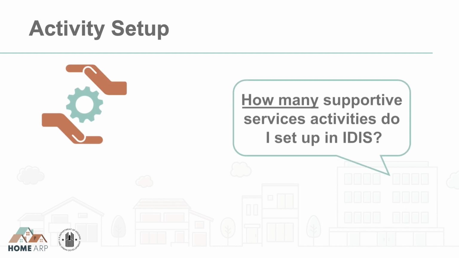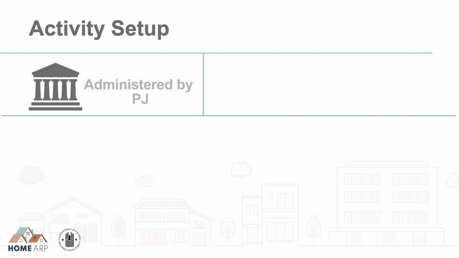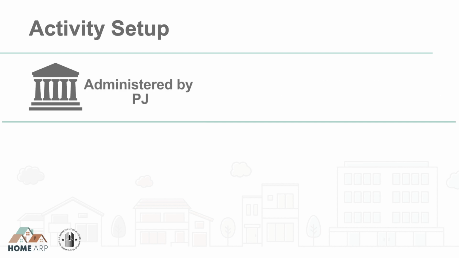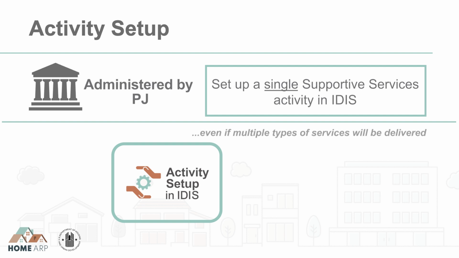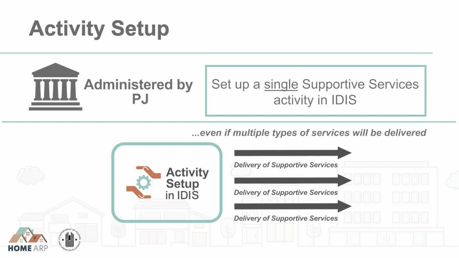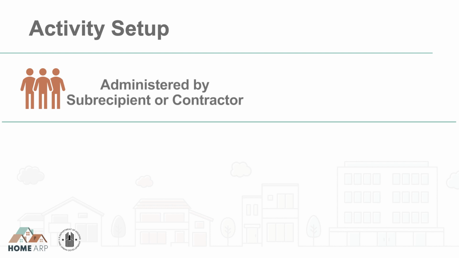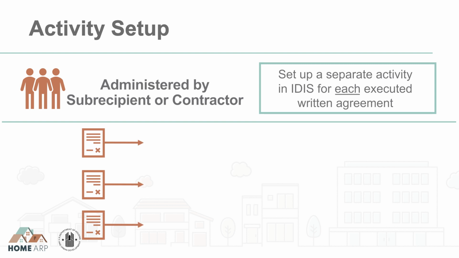How many activities a PJ sets up will also depend on whether the supportive services will be administered by the PJ or by a subrecipient or contractor. PJs administering their own supportive services should set up a single IDIS activity, even if multiple types of services will be delivered. For supportive services administered by a subrecipient or contractor, a separate activity should be set up in IDIS for each executed written agreement.